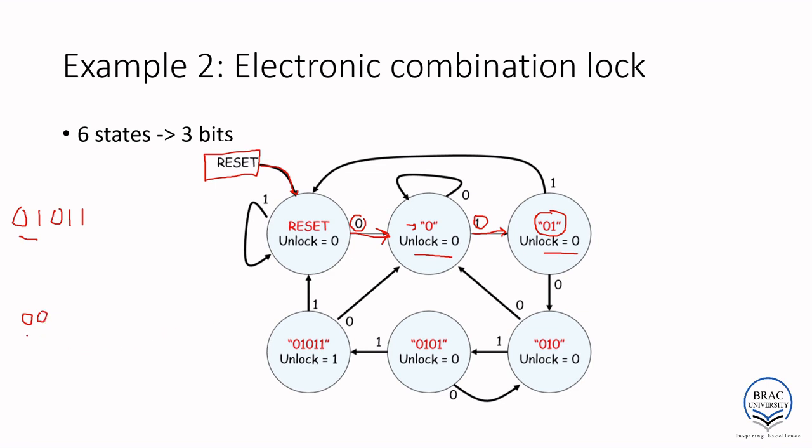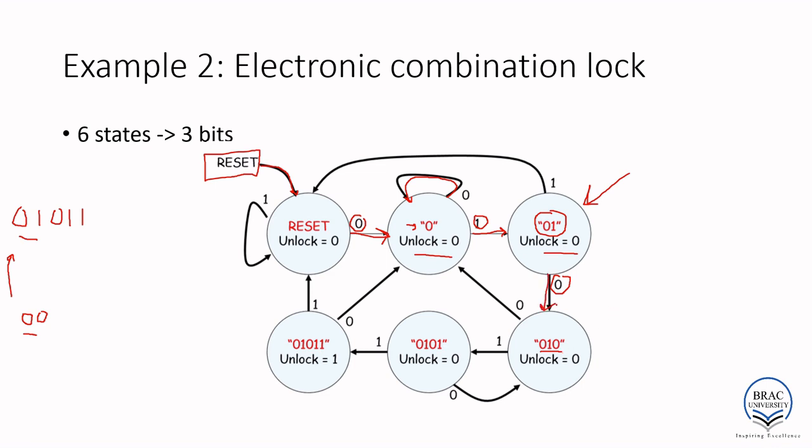If someone presses a 0, this does not match any pattern in our original unlocking pattern, so we just keep looping onto this state. Okay, so someone has pressed 0 1, and then if someone presses 0, we should remember that. So now our combination is 0 1 0, and we move on to the next state.